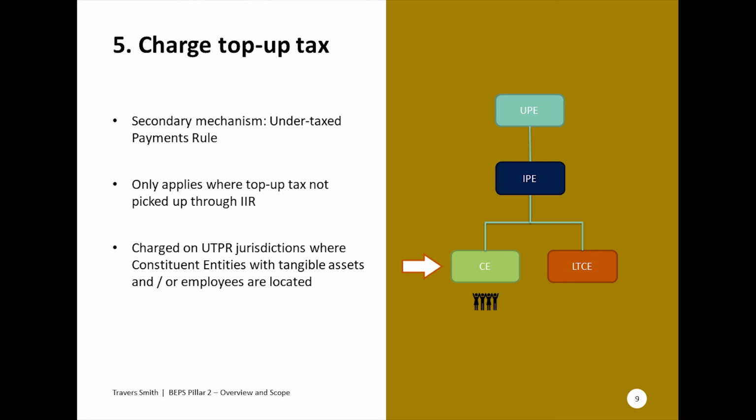And it will be up to the jurisdiction to determine how to allocate top-up tax that has been charged under the UTPR between constituent entities within that jurisdiction. And that's all we were going to cover today. So this gives you a broad overview of the GloBE rules, and in coming weeks we will be looking at the detail of each of these different bits of the rules.